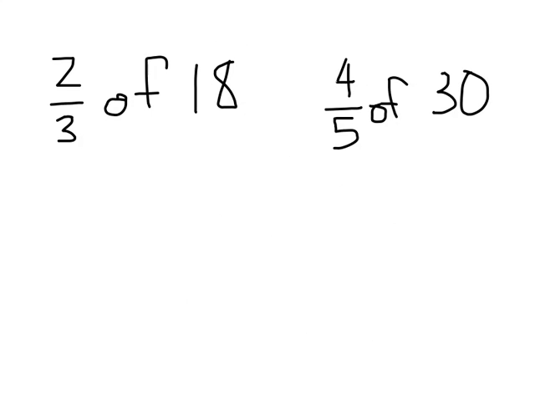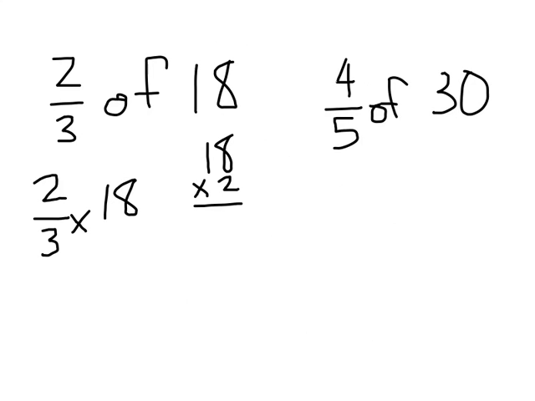We can also use multiplication to find a fraction of a number. Let's find 2/3 of 18. That means I need to multiply 2/3 times 18. First, what improper fraction results when I multiply 2/3 times 18? I can multiply 18 times 2 out to the side to help me. 2 times 8 is 16. 2 times 1 is 2, plus 1 more is 3. So my answer is 36 over 3.